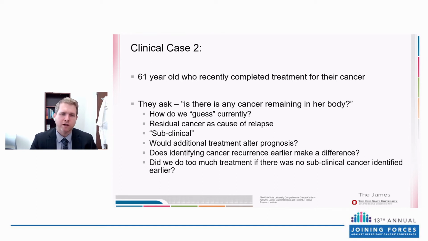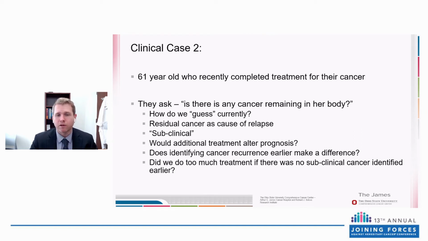I know where they started with their cancer. I know what treatment they received. I might have up-to-date imaging and blood testing. But my hope and my assumption and my goal would be that, no, there is no cancer in the body. But can I say that for certainty, even with a bunch of negative testing? No. And residual cancer, or cancer that's remained after we've completed therapy, is probably the major cause for the cancer recurring or coming back or relapsing.